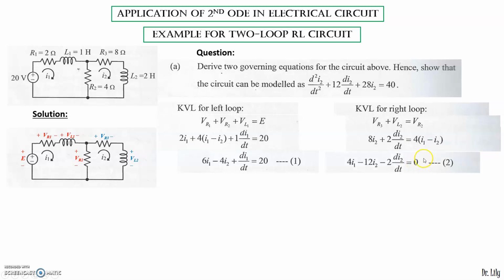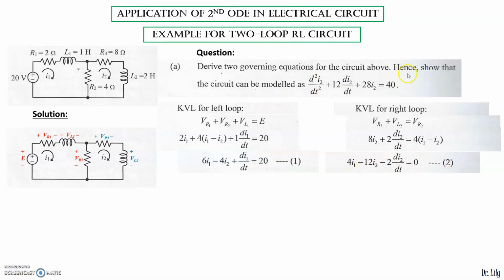After that, we can rearrange the equation, bringing everything to one side, so that you have 4 I1. Negative 4 minus negative 8, you have negative 12 I2. Then 2 dI2 over dt, you bring to this side, you get negative 2 dI2 over dt equal to 0. So this is the second governing equation. You have solved the first question already. This is the first governing equation and this is the second governing equation.